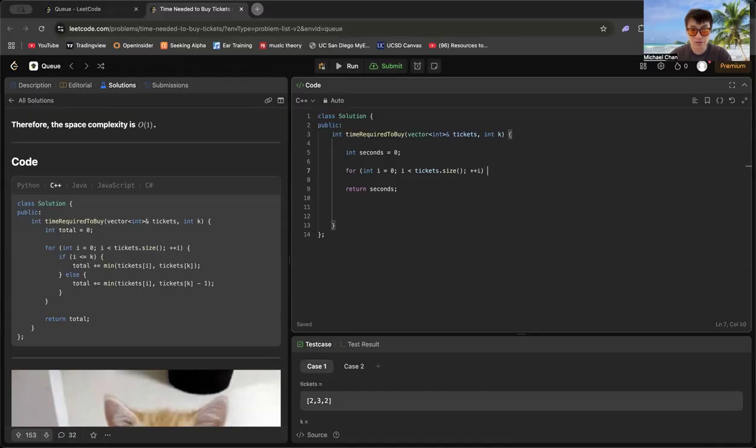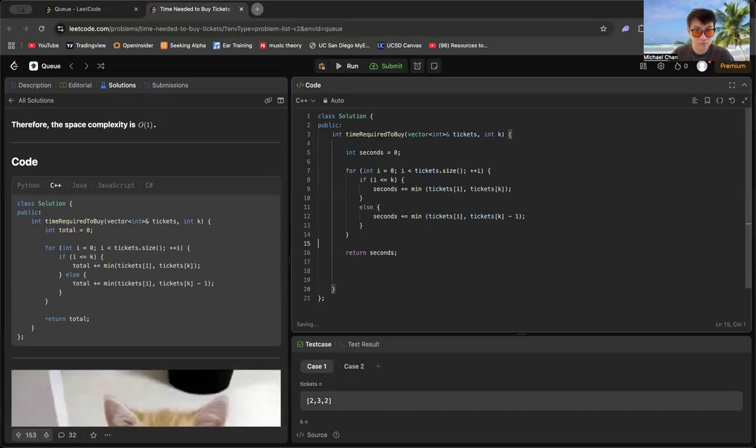So you're iterating through tickets over here. And then if i is smaller than or equal to k, meaning it's the people before the homie that we're looking at, then you're taking the minimum of. Else, then you return seconds. What?